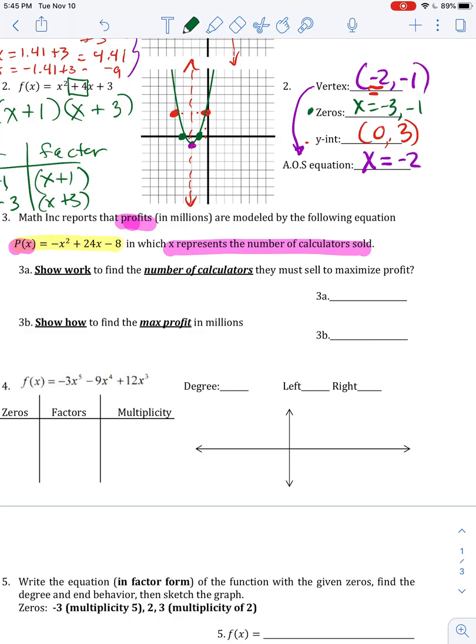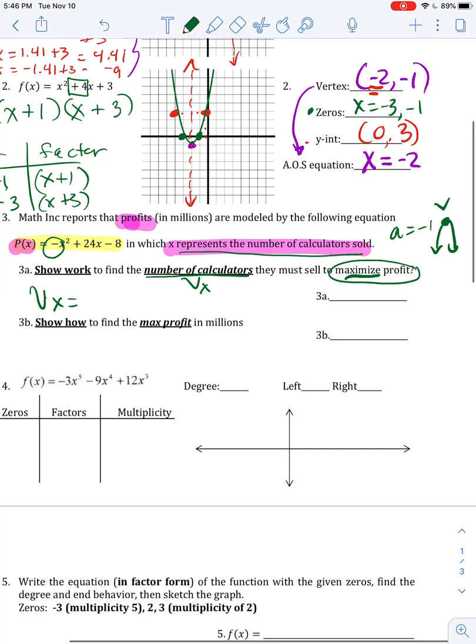All right, so it says, show work to find the number of calculators X, the number of calculators they must sell to maximize the profit. Looking at this, my A value is a -1, if you can see that right here in front of the X squared. So it's going to be a parabola opening down, and so we're going to be looking for a vertex that's at the top, and therefore it's going to be a maximum. But they told us that X is the number of calculators, so when it's looking for the number of calculators, that's going to be the X component of that max profit.